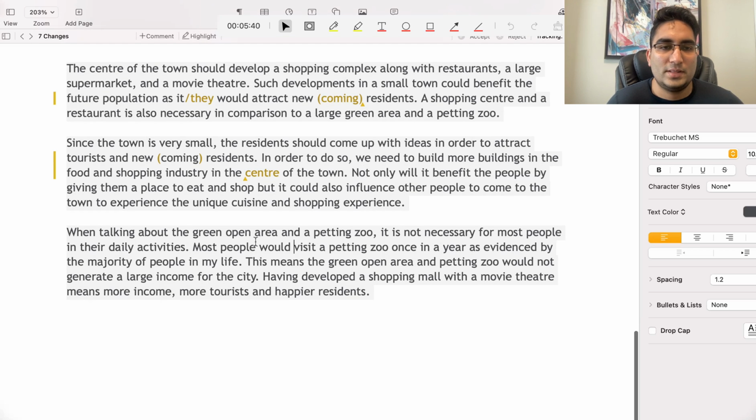When talking about the green open area in a petting zoo, it is not necessary for most people in their daily activities. Most people would visit the petting zoo once a year, as evidenced by the majority of people in my life. Okay. This means the green open area and petting zoo would not generate a large income for the city. Having developed talking mall and movie theater means more income, more tourists, and happy residents.